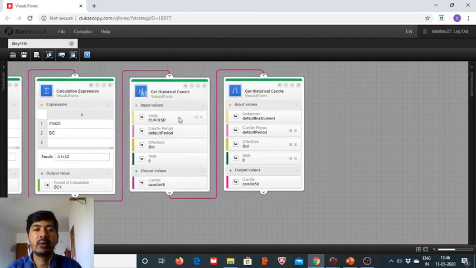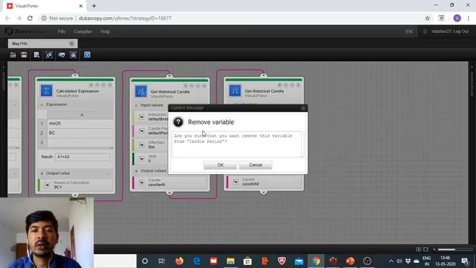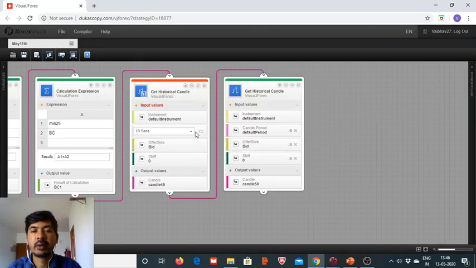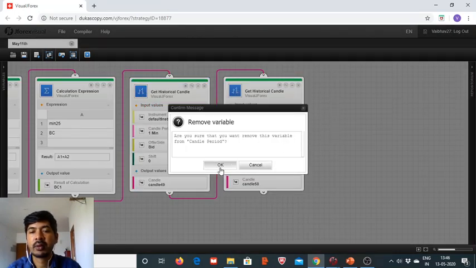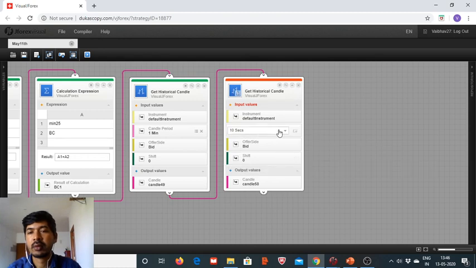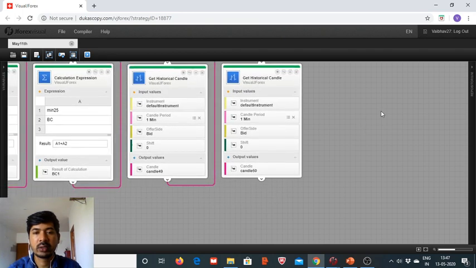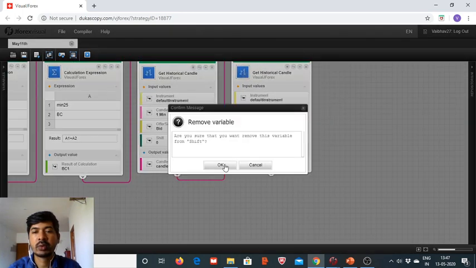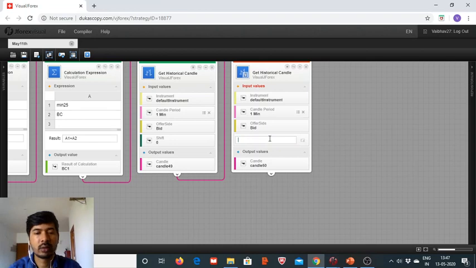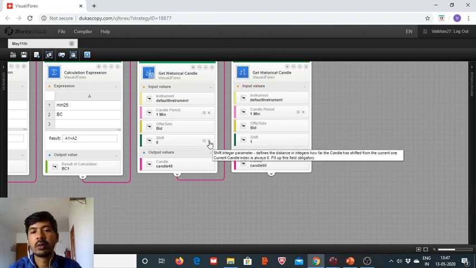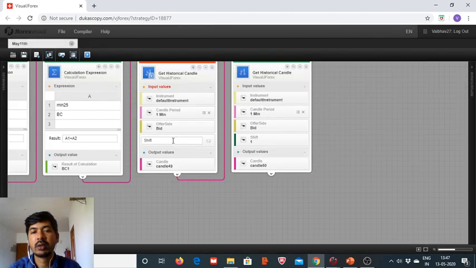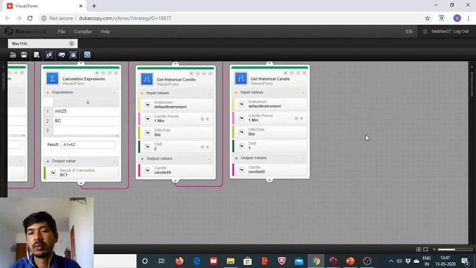So for that we need to make changes here, and we make it 1 minute each. So we have done this 1 minute each. One should be shift 1, other should be shift 2.